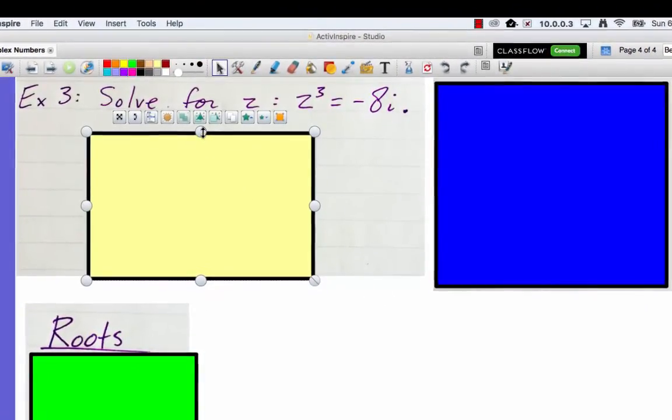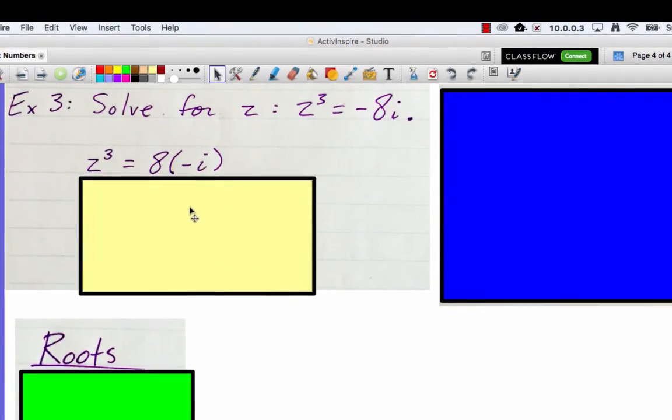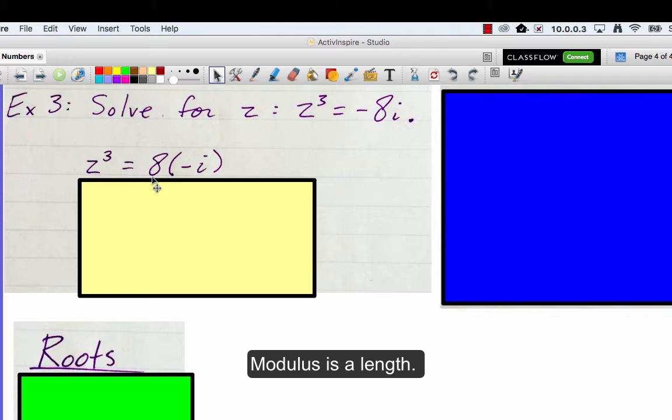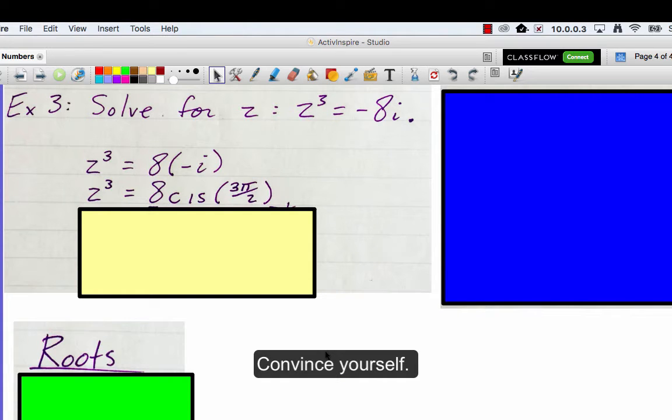Now, first thing I'm going to do is try to put this into cis form. So, I can rewrite negative 8i as 8 times negative i, and the reason I like to do that is because I like to think of 8 as our modulus, which is always positive. Next, negative i can be rewritten as cis of 3 pi over 2. That's helpful because now I can apply de Moivre's theorem.